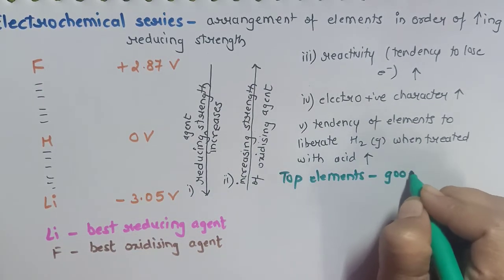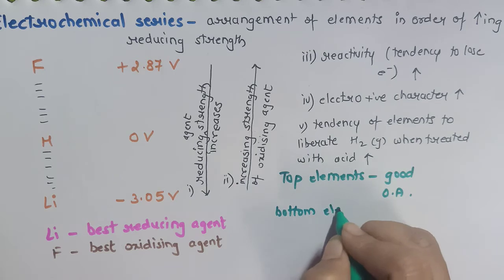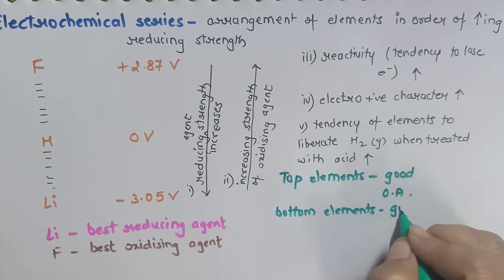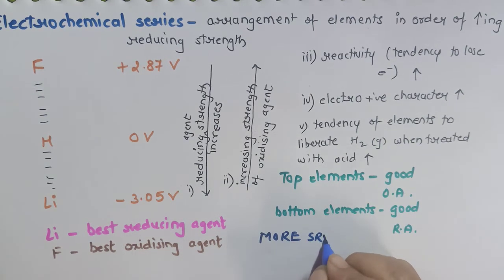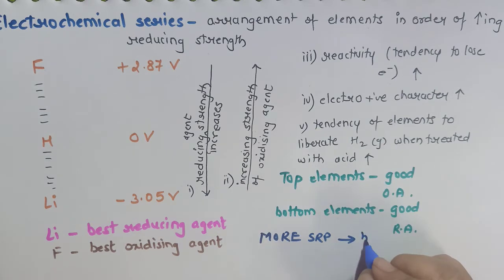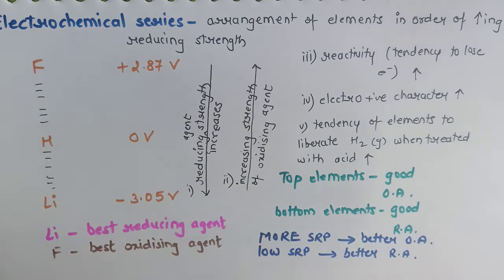act as good oxidizing agents, whereas the bottom elements act as good reducing agents. Now I can correlate this with their SRPs also. The more the SRP, the better the oxidizing agent. There are many concepts that you can use in this topic and I am trying to give you all the concepts. The lower the SRP, the better the reducing agent.